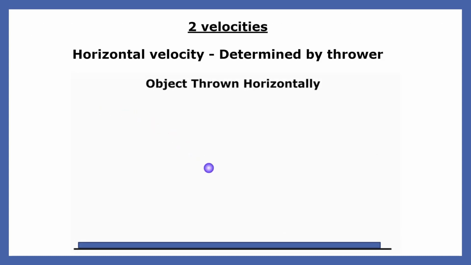So now you've learned that when an object is projected horizontally, it has two velocities, horizontal and vertical.